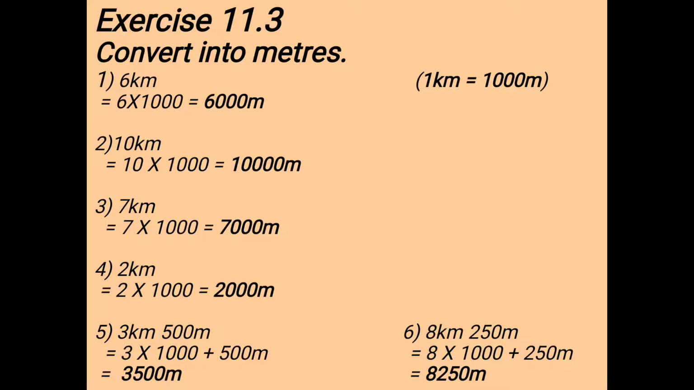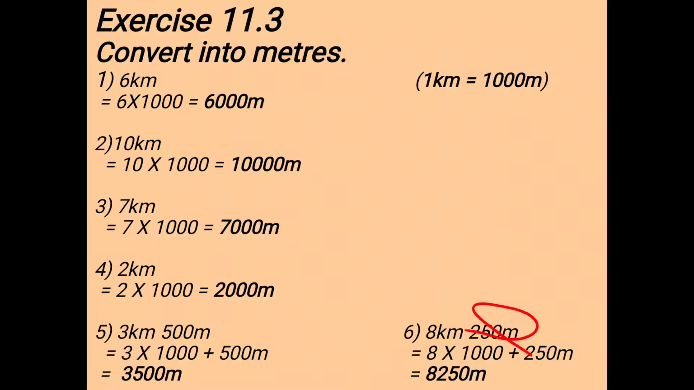Fifth one, 3 kilometers and 500 meters. Here they have given both 3 kilometers and 500 meters, and they have told you to convert into meters. So this is already in meters, so we are going to keep it as it is. So just convert this 3 kilometers, that is 3 into 1000, plus 500 meters, keep it as it is. Then you will get 3000 plus 500 meters. You will get the answer as 3500 meters.